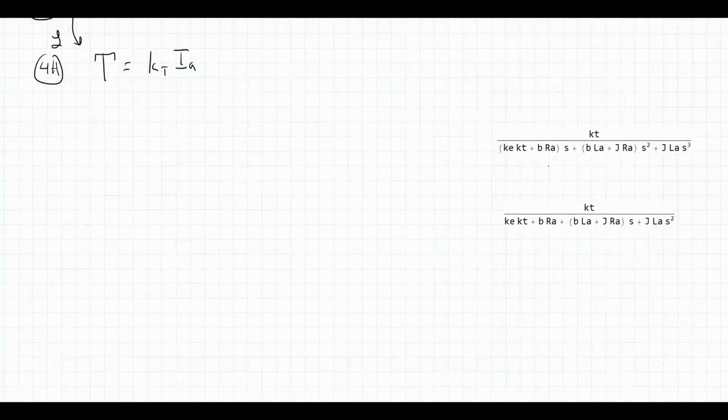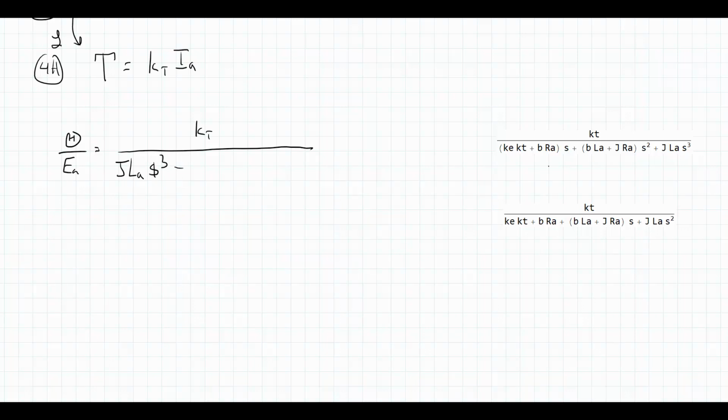Now I can transcribe my final transfer functions. So the first one out of Mathematica, that was my theta over EA, the angular position over the input voltage. The numerator is fine, but I have to reverse the order of the denominator. So JLA S cubed plus BLA plus JRA S squared plus KEKT plus a BRAS.